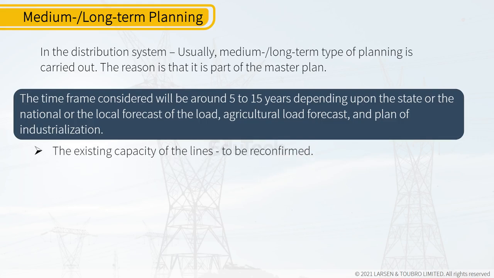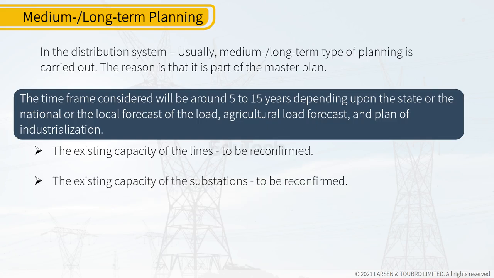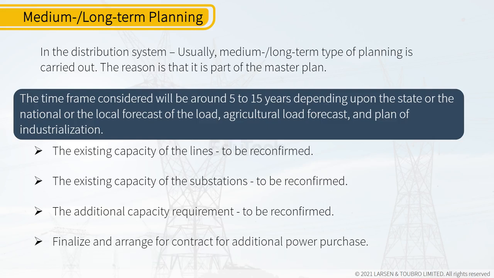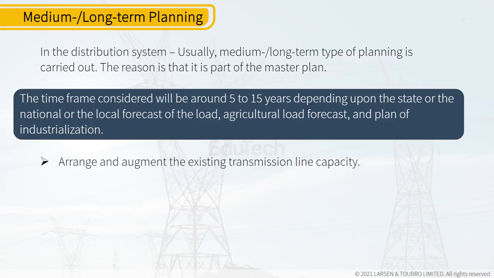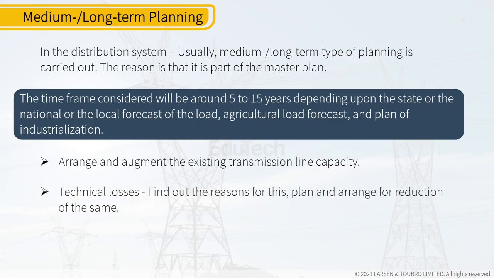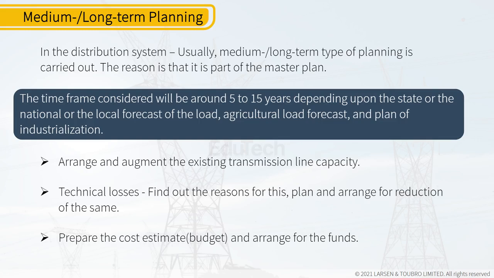The existing capacity of the lines to be reconfirmed, the existing capacity of the substations to be reconfirmed, the additional capacity requirement to be reconfirmed, finalize and arrange for contract for additional power purchase, arrange and augment the existing transmission line capacity. Technical losses: find out the reasons for this, plan and arrange for reduction of the same, prepare the cost estimate or budget and arrange for the funds.